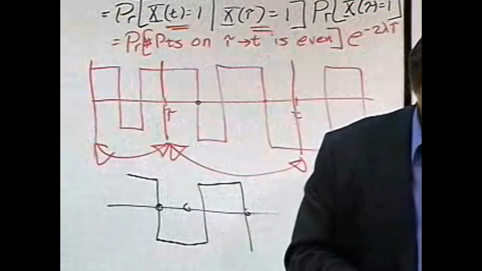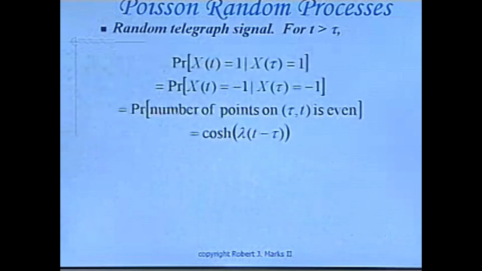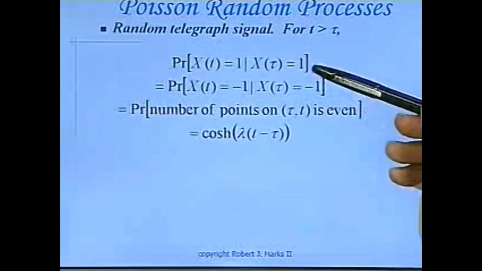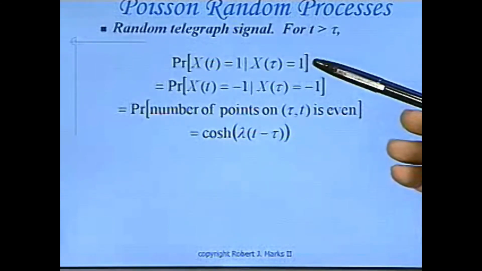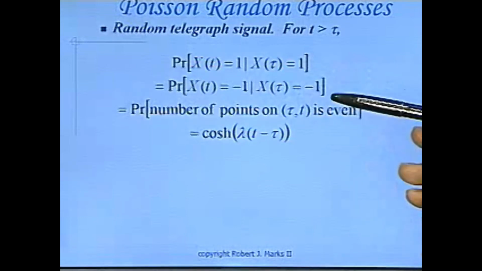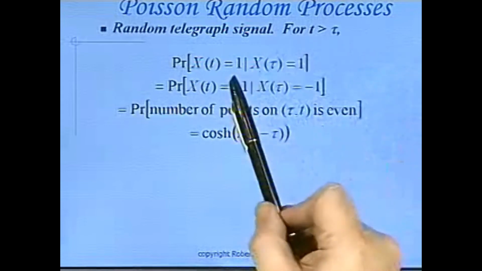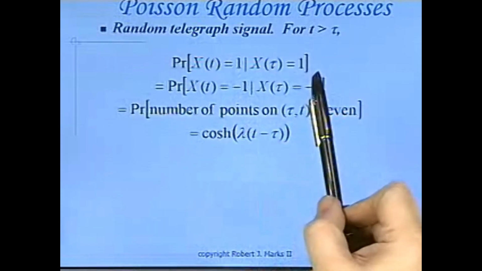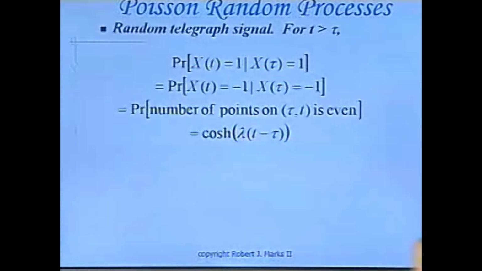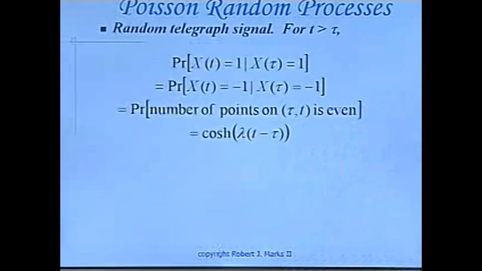So let's return to these thrilling results. I think this is really neat stuff. The probability that x of t is equal to 1 given that x of tau is equal to minus 1 is the same as the probability that x of t is equal to minus 1 given x of tau is equal to minus 1. Do you agree with that? The probability you go from 1 to 1 on an interval is the same as the probability you go from minus 1 to minus 1 on that same interval. And in both cases, that's equal to the probability the number of points on t tau is even.